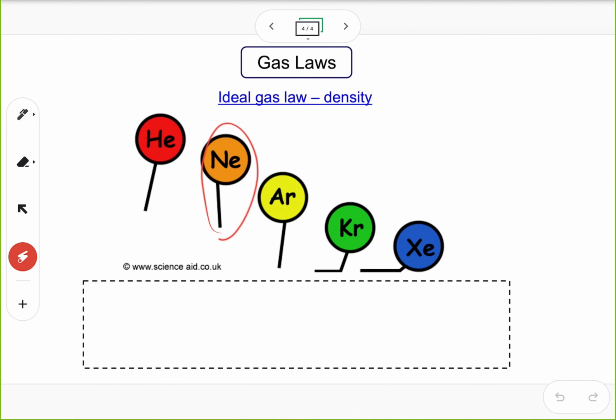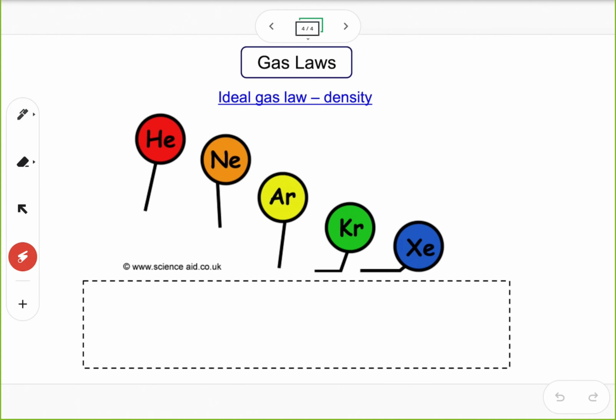And neon, if you have a neon balloon, you will realize that the neon balloon is a little bit heavier than helium if the balloons have the same size. And if you are talking about an argon balloon, krypton balloon, and xenon balloon, you will realize one by one they are getting heavier and heavier. And this is related to the density of those noble gas molecules. All right, so based on the ideal gas law, actually, we can use a math equation to reflect why we have this kind of trend.